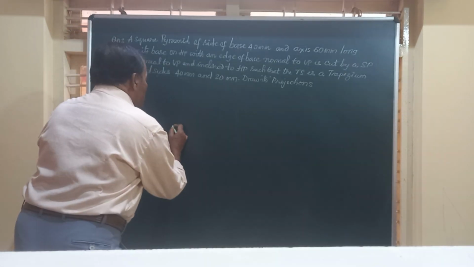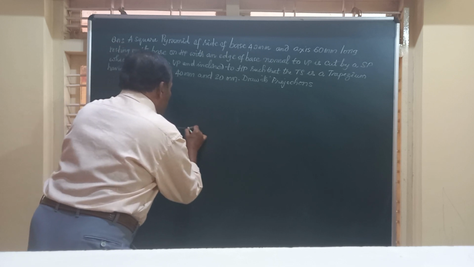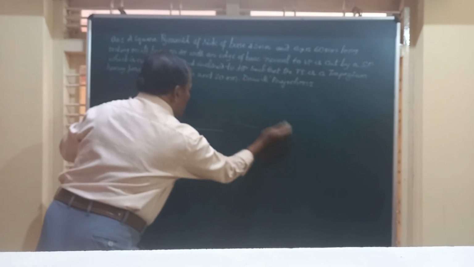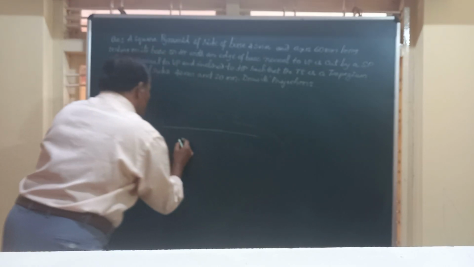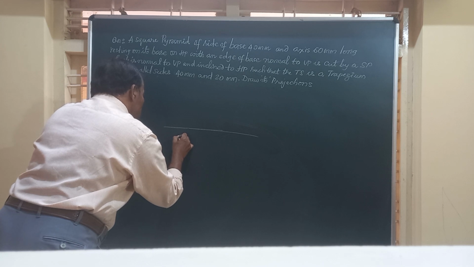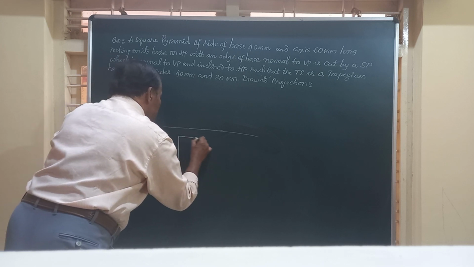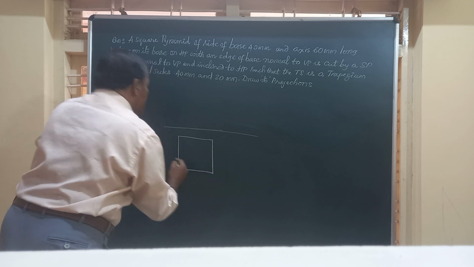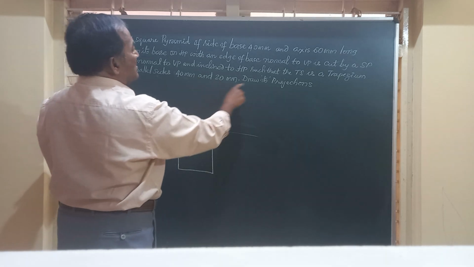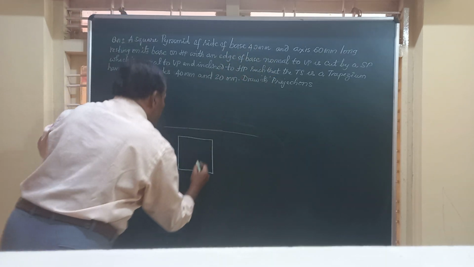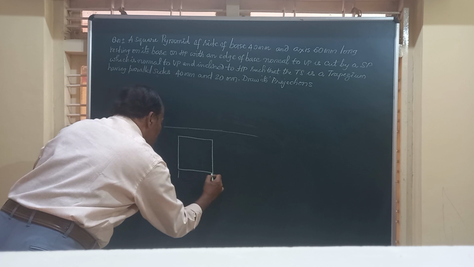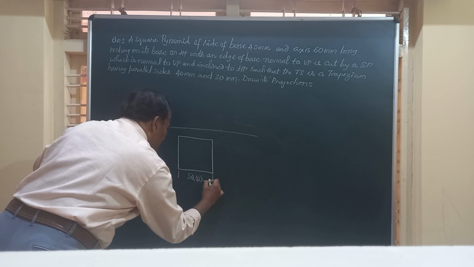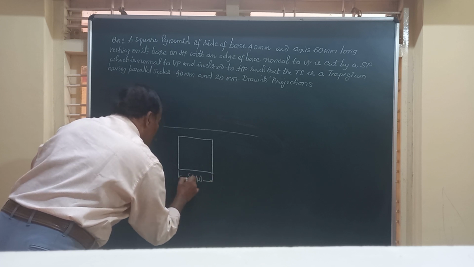So we have here a square pyramid resting on its base on HP. So write down the top view of the square pyramid, that is a square having the sides measuring 40 millimeter. I'll write down here SQ 40, which means the side is 40 millimeter. All the sides will measure 40.